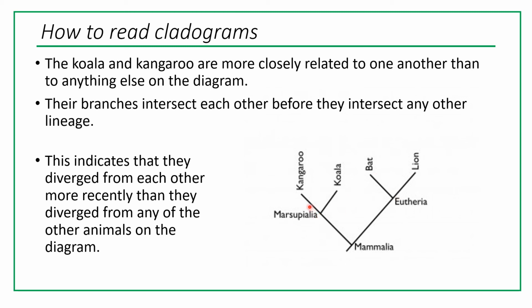To have a common ancestor, let's say with a bat, we need to go deep in time, over here. So this indicates that koala and kangaroo diverged from each other more recently than they diverged from any of the other animals on the diagram.